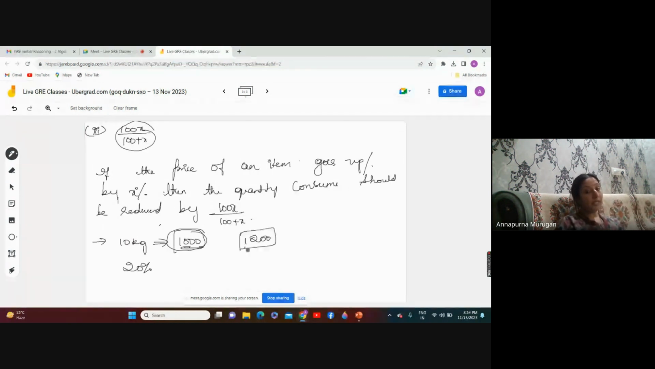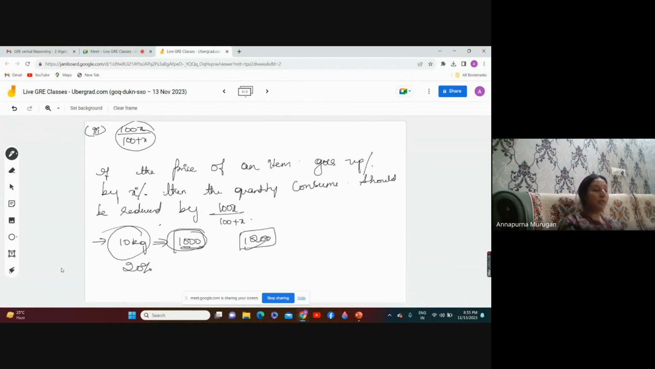Okay, but 1200 we can't spend. We have only 1000 rupees. So with this 1000 rupees only, we need to budget for sugar. So the only thing is that we need to reduce the usage of sugar here.